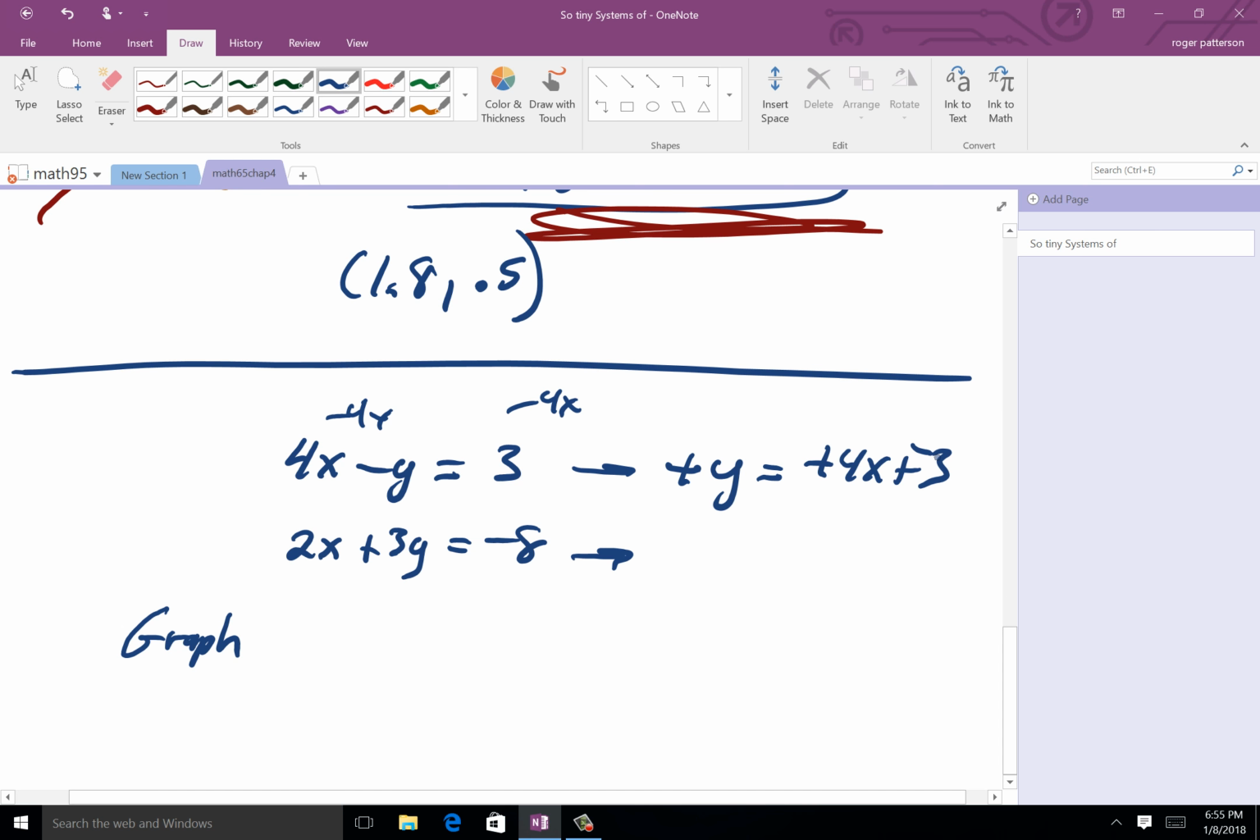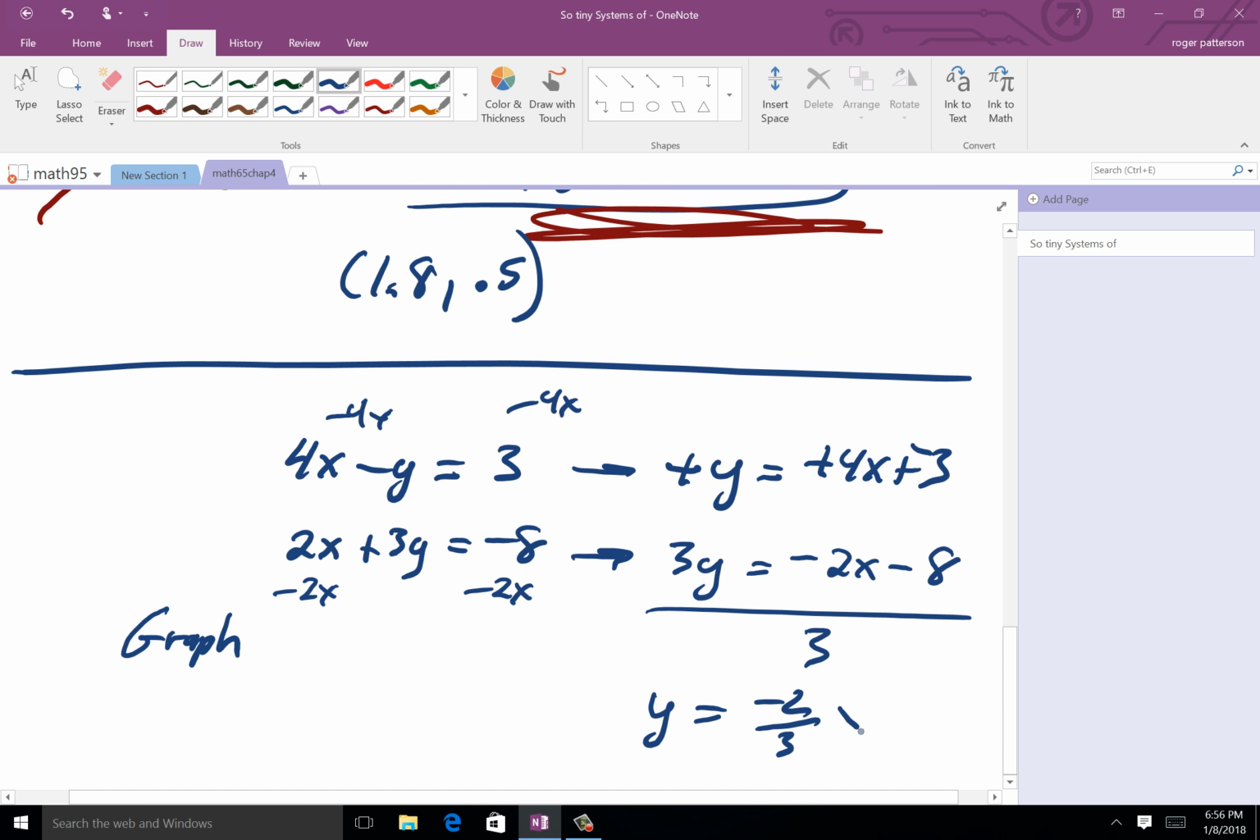So that's done. Now let's do the same one down here. We have to solve for y. So what are we going to do first? Subtract 2x. Very good. You always subtract the x first. So I have negative 2x minus 8. But then I have a 3y, and I don't want a 3y because that's not helping me. So what do I have to do to get rid of that 3? Yeah, we're going to divide by 3. Awesome. So we're going to have y equals negative 2/3 x minus 8.